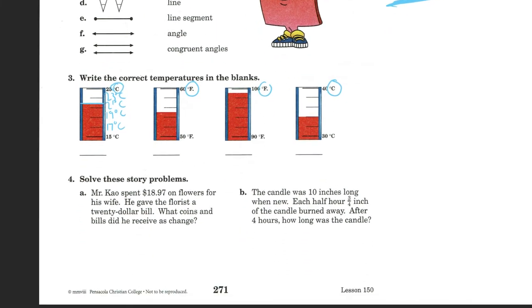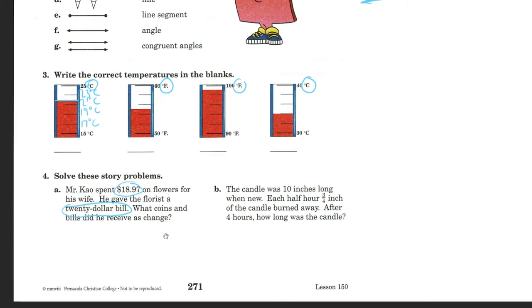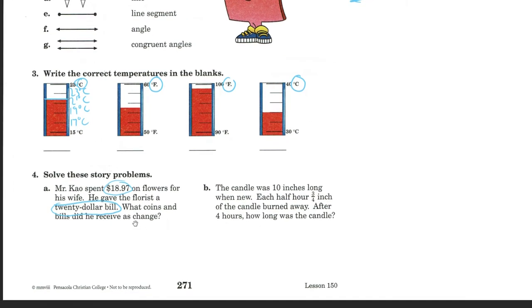Number 4, Mr. Cal spent $18.97 on flowers for his wife. He gave the florist a $20 bill. What coins and bills did he receive as change? So figure out what the change is. Figure out what kind of coins. Remember to use the least amount of coins. And what are the bills that he got back?